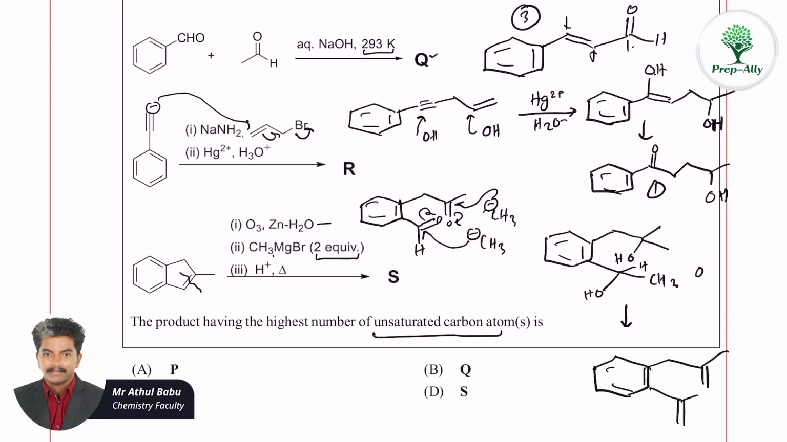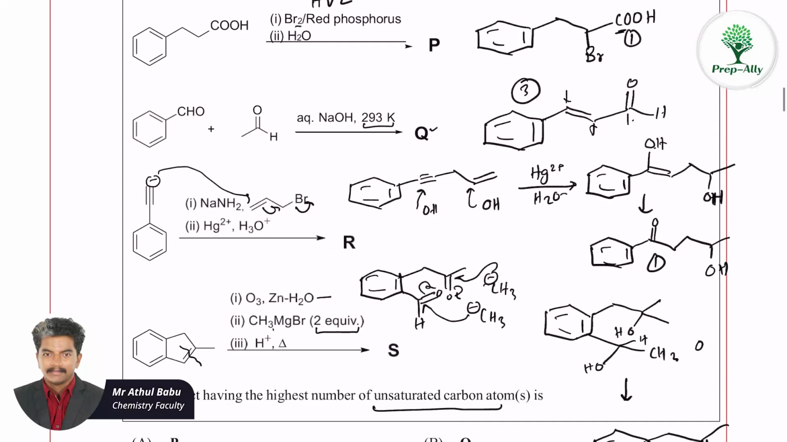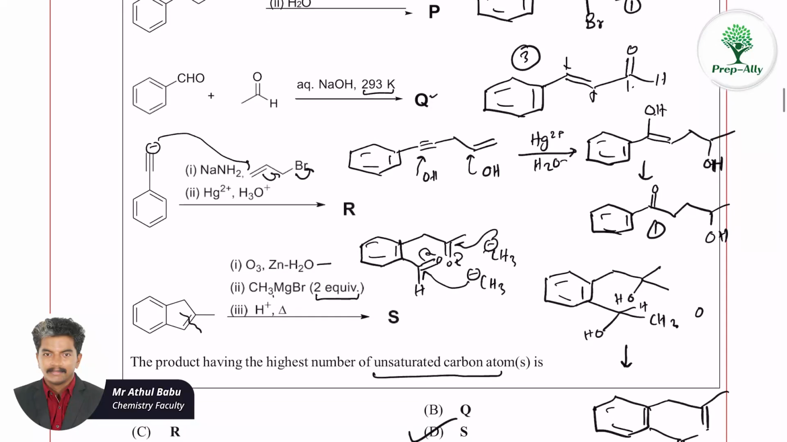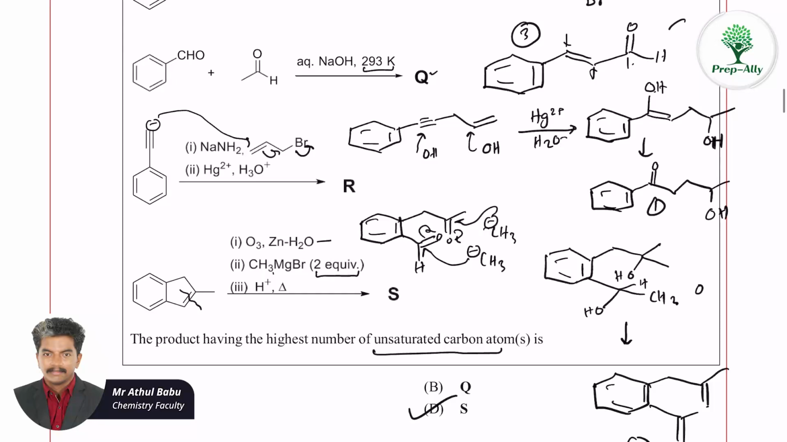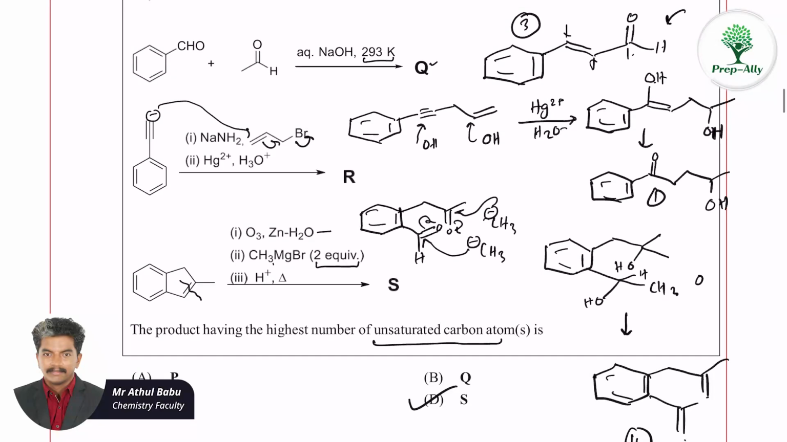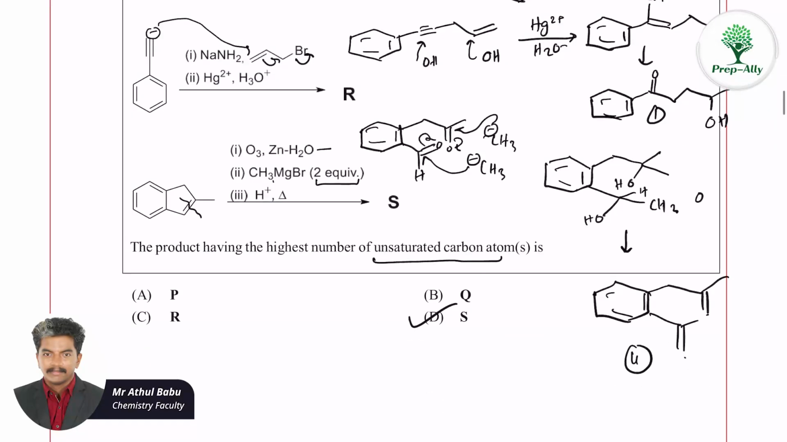So here also as you can see 1 2 3 4 are there. So instead of Q, our S will end up as the winner in this championship of unsaturated carbon. So our answer will be option D and not option B. There might be a chance we will directly jump to here. So that is not the answer. Answer will be option D.